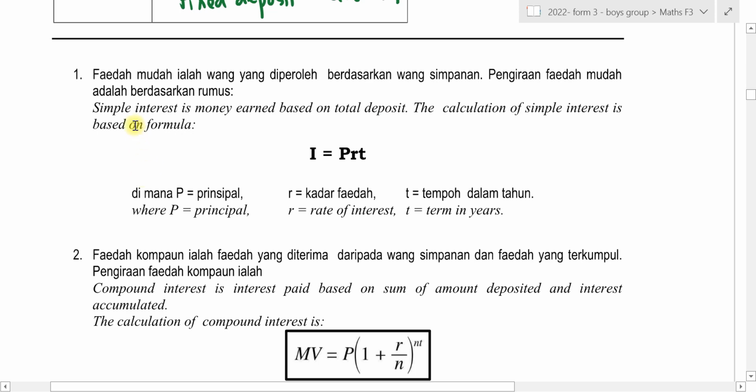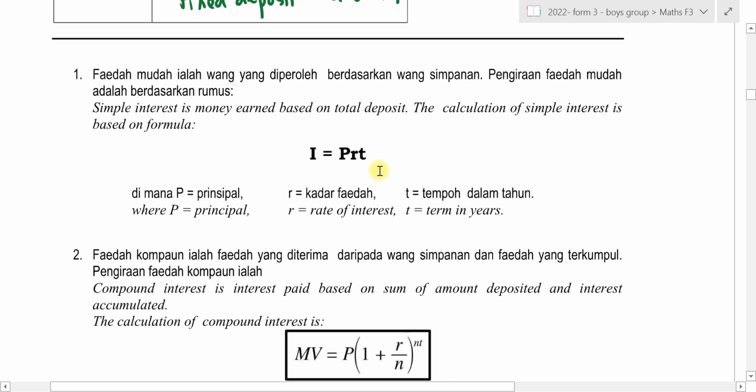First thing, simple interest. Simple interest is the money earned based on total deposit. The calculation of simple interest is based on this formula. Simple interest means you invest some money in your bank and they offer you a certain percentage. How much is the interest? To calculate the interest, this is the formula: I equals PRT. This one is to calculate the simple interest.